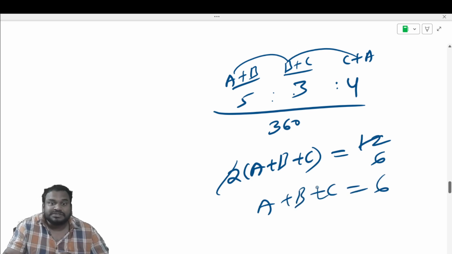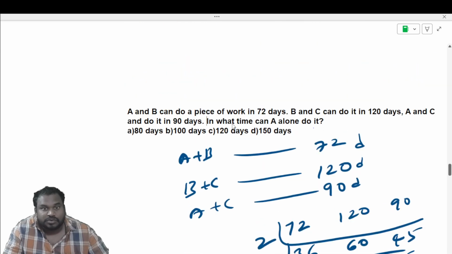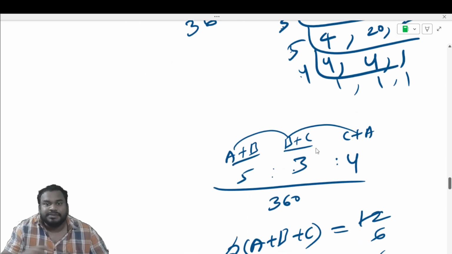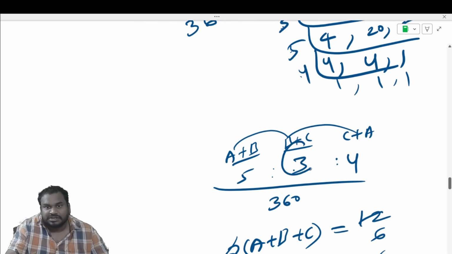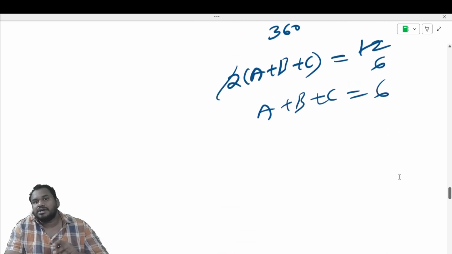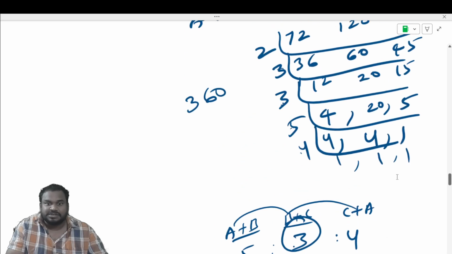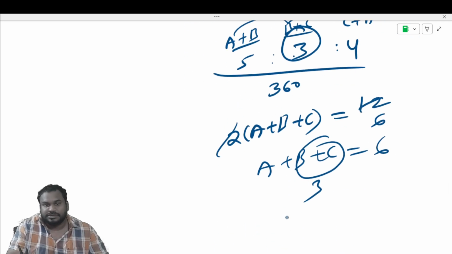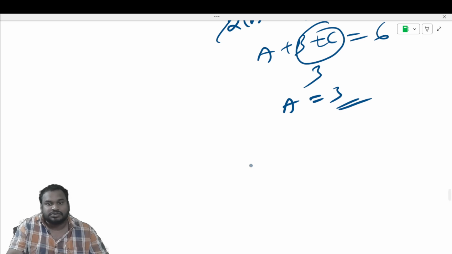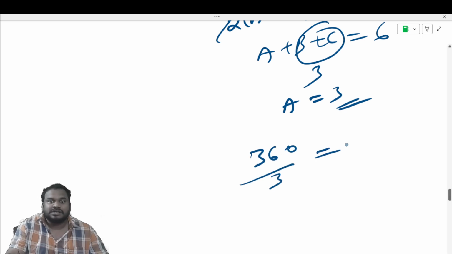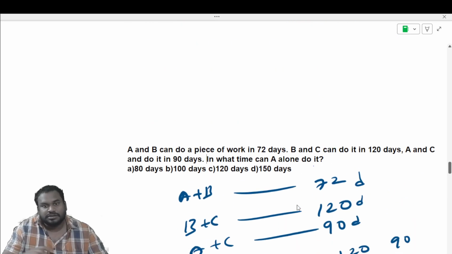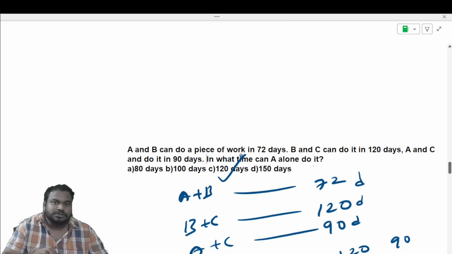But we want the efficiency of A alone. A alone means subtract B and C. B and C efficiency is 3, it is given. So if I replace B plus C with 3, then A is equal to 6 minus 3, which is 3. So once I know the efficiency of 3, I know the total parts of work to be done. So 360 by 3 is nothing but 120. So in 120 days, A alone can finish the work. So that is the answer.